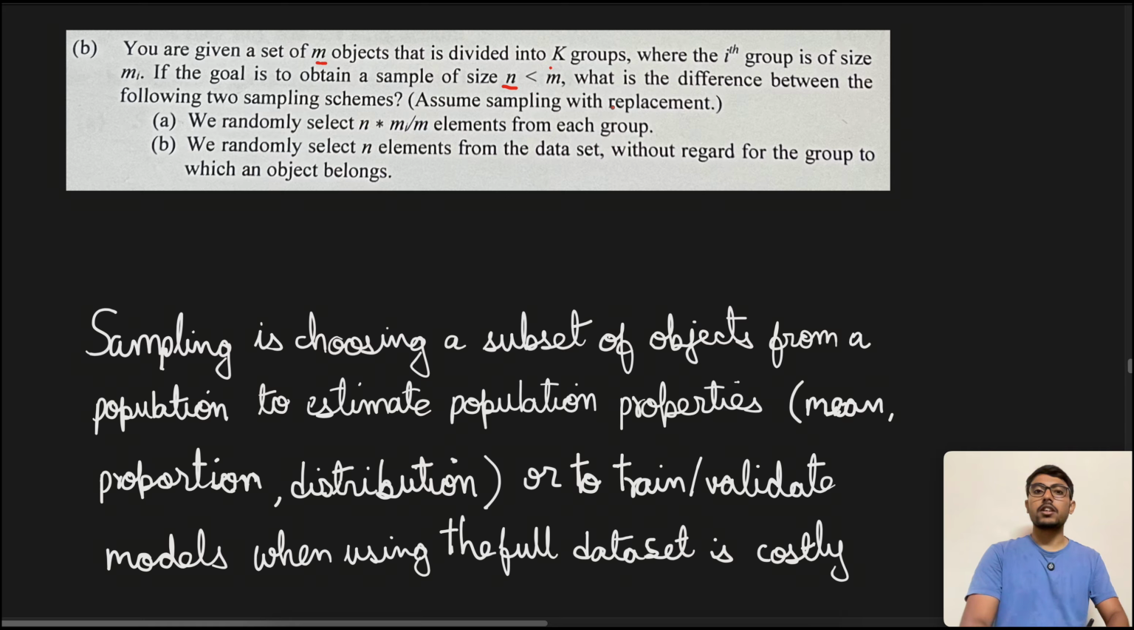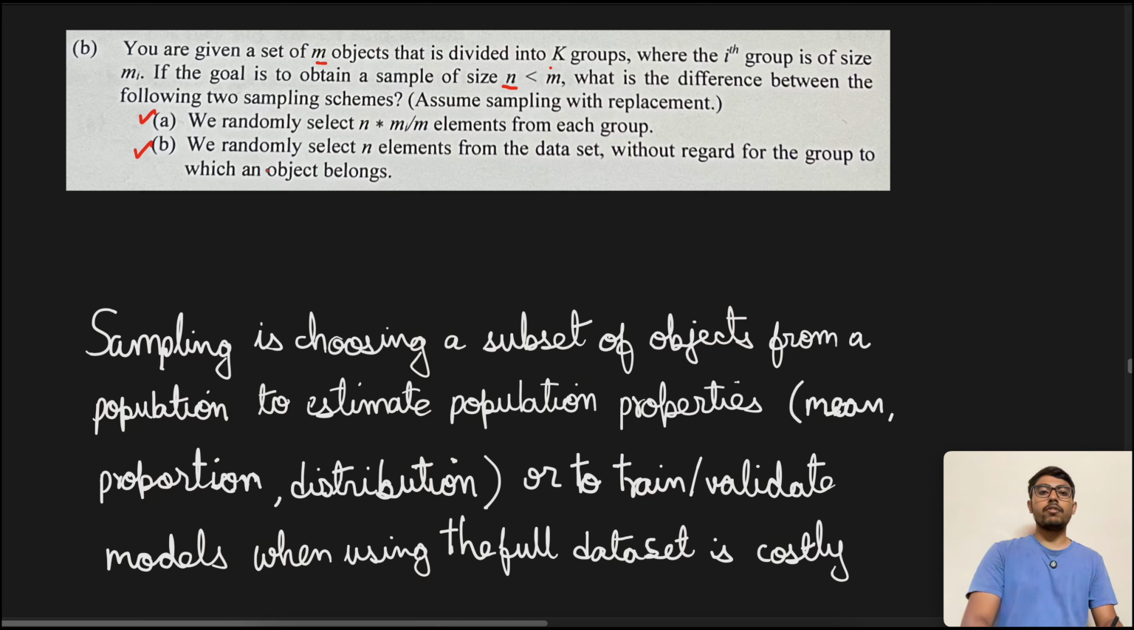Assume sampling with replacement. First one is we randomly select n times mi over m elements from each group. The other approach is we randomly select n elements from the dataset without regard for the group to which the object belongs. Right. Now, the question in itself may seem simple, but when we actually try to understand what we are going to find, it may become a bit more involved and detailed.